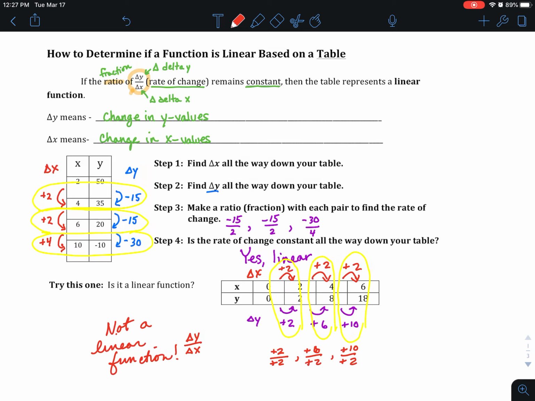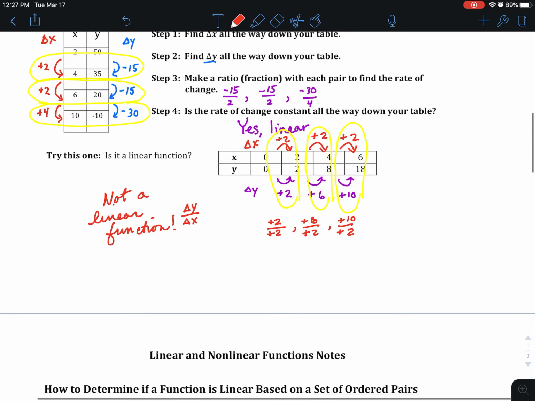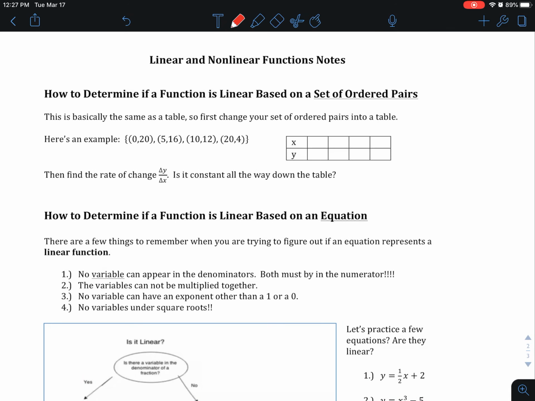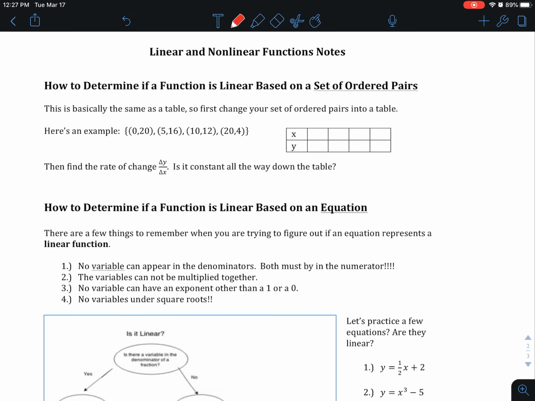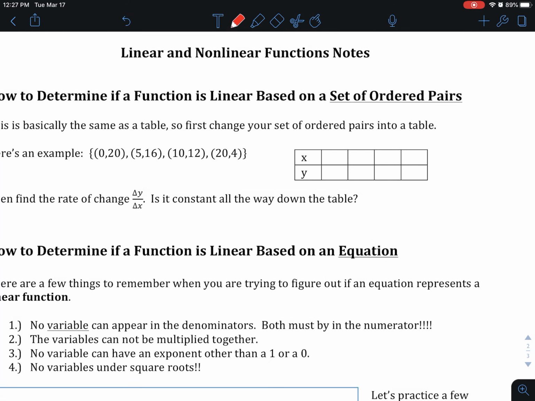So the rate of change of the y's and the rate of change of the x's are part of this ratio, right? And if the ratio, or the rate of change, remains constant all the way down the table or all the way across the table, then the table represents a linear function. So we're going to pick it up from here this time. And we're going to talk about how to determine if a function is linear based on a set of ordered pairs. And I think you're going to find that this is just another takeoff of how to determine if a table is a linear function.